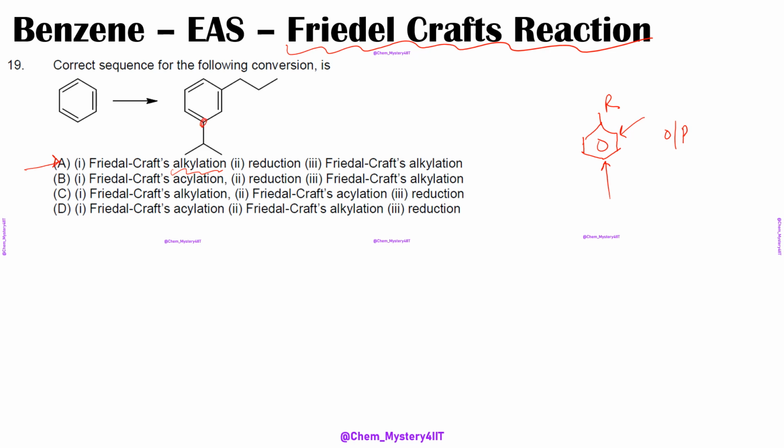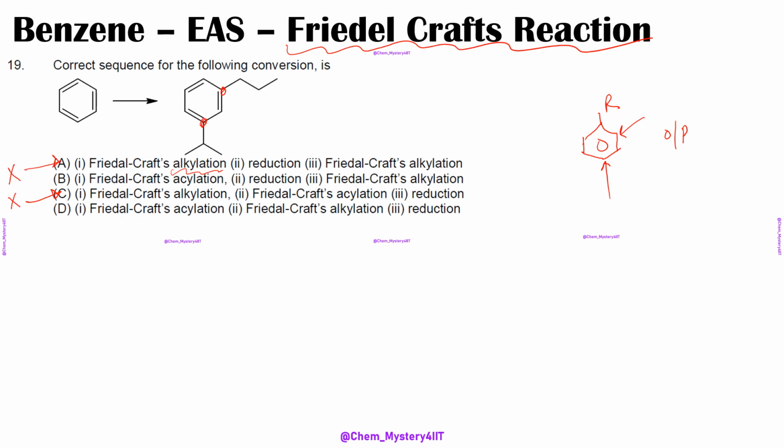But our given question is not about that. This given question is synthesizing meta. So first option cannot be correct, and this third option also cannot be correct. These two are going to be incorrect options. Now we are comparing B and D one by one.